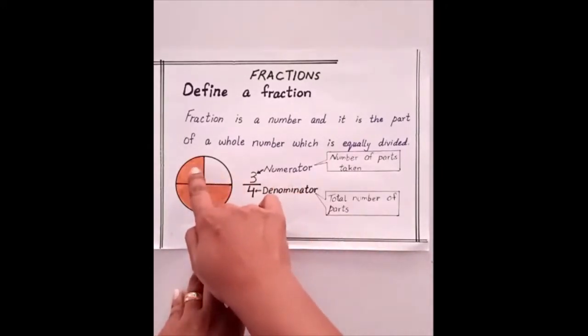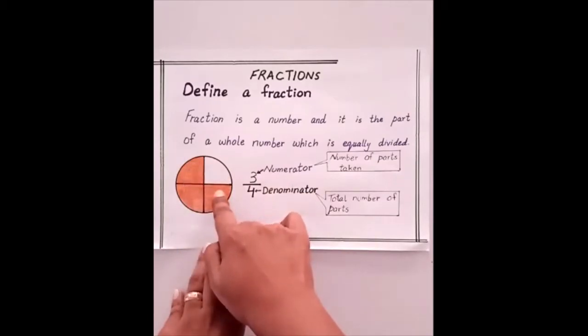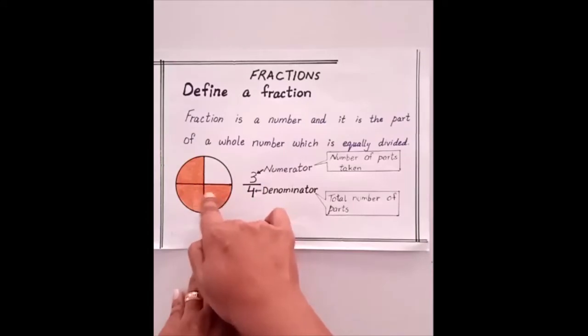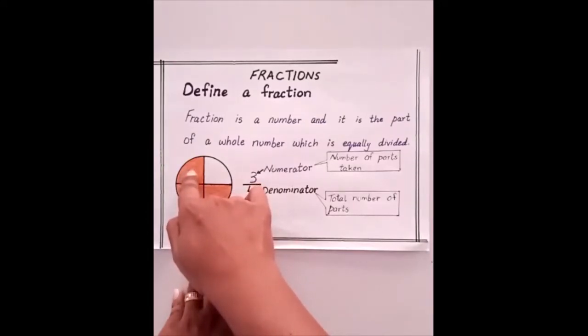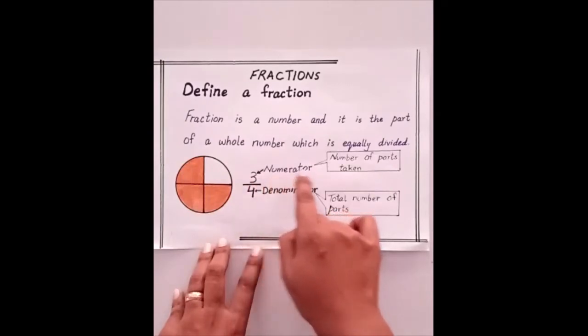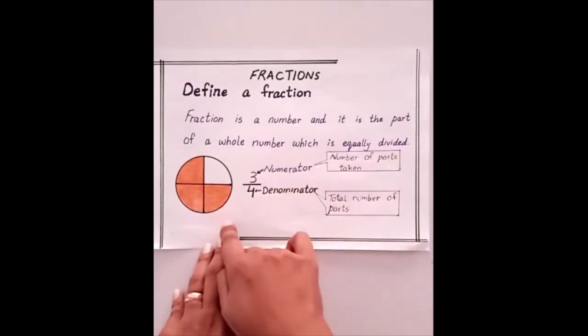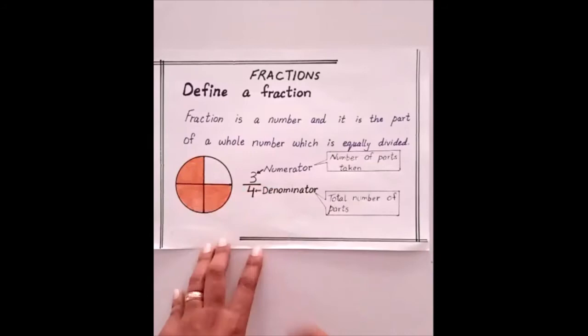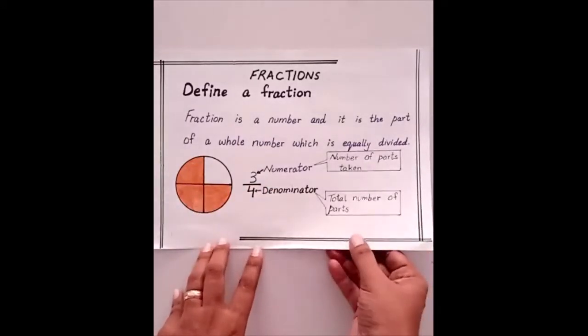And the number of parts taken. For suppose here we have taken 3 parts. 1, 2 and 3. So 3 is a numerator. That means number of parts taken. Whole parts are 4 and we have taken only 3 parts which are colored. Okay, students, we will move further.